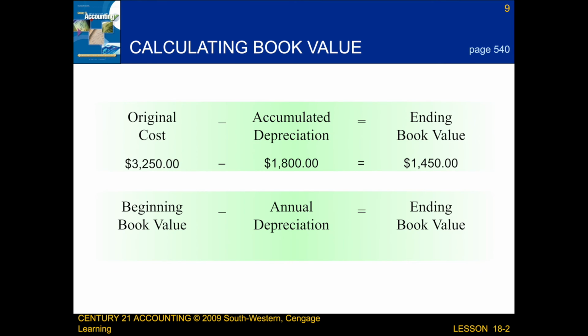And the second way to calculate book value is to take the beginning book value and subtract it from the annual depreciation, and that will also give us the ending book value. So either way you decide to calculate book value, you should end up with the same amount.